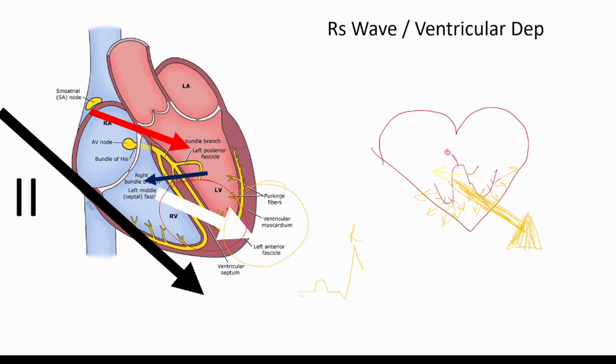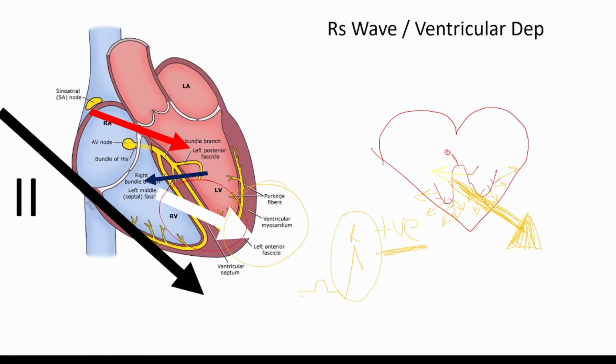And why is it positive? Well, as we should know by now, look at the direction of the impulse. How does it relate to the lead? Well, it's moving in the same direction, so it's a positive deflection. And so that is our R wave.